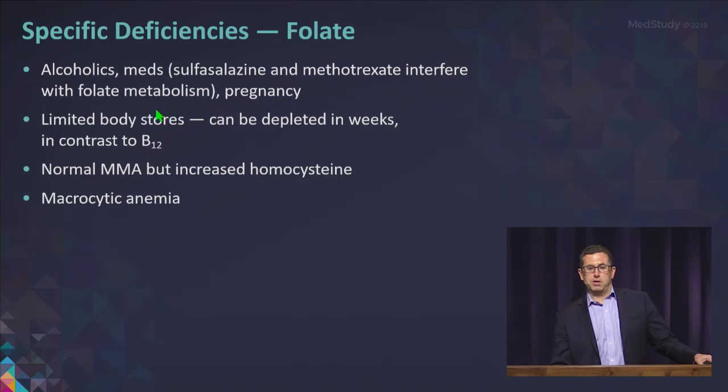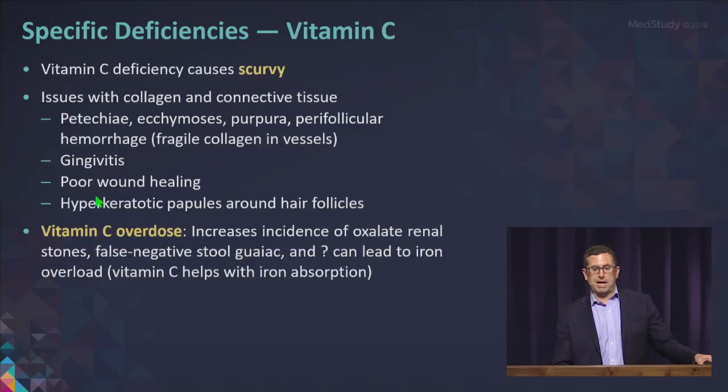Folate could be depleted very quickly, especially in alcoholics, because they have limited body stores. In this case, you'll see a normal methylmalonic acid, but increased homocysteine, and just like B12, it's associated with macrocytic anemia. Vitamin C deficiency is associated with scurvy, so you get issues with collagen and connective tissue. So you could get petechiae, ecchymosis, purpura, perifollicular hemorrhage, etc., poor wound healing.